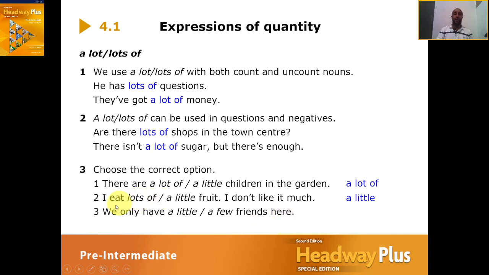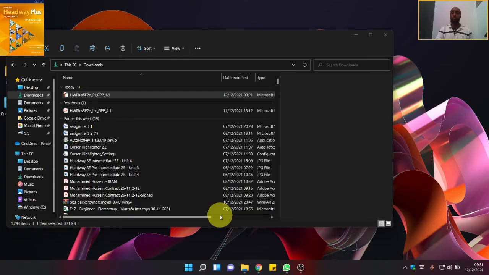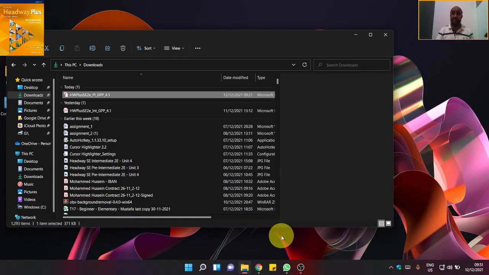Finally, number 3, here we have we only have a little or a few friends, and the noun is friends, and friends is countable. Okay, guys, it's countable. So here we're going to use a few. So we only have a few friends here. All right, excellent. Hopefully that concludes the summary.